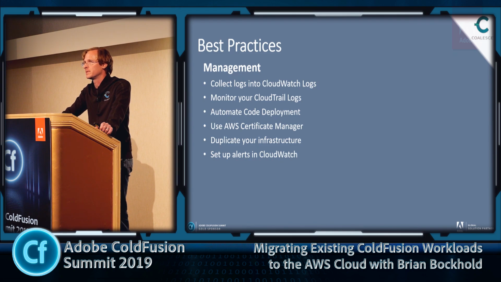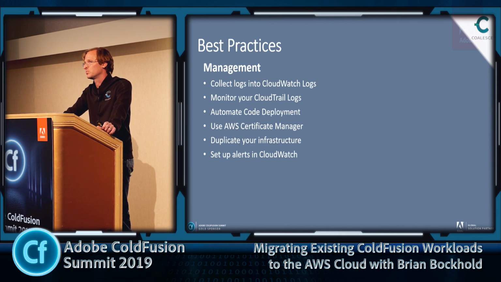Automate your code deployments. Humans make errors. Take us out. We don't make so many errors anymore. This is something we love in our business, automate these things as much as possible. AWS Certificate Manager makes it really easy to put an SSL certificate on a load balancer, and they do it for you. All you do is connect a couple dots, and it's a no-brainer. I recommend to try it.